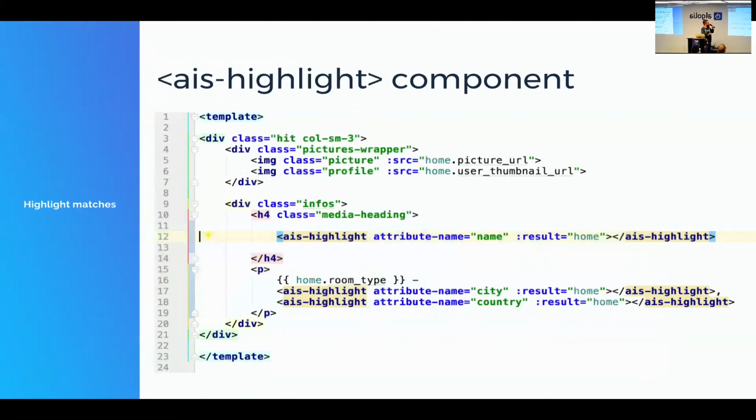So in this case, you need to pass it an attribute name, and you also need to pass it the result again. It doesn't know about the home, you have to pass it. And it's called result. Yeah, I skipped this part. Because it's independent from the other component, so they don't know about each other, you have to pass it.